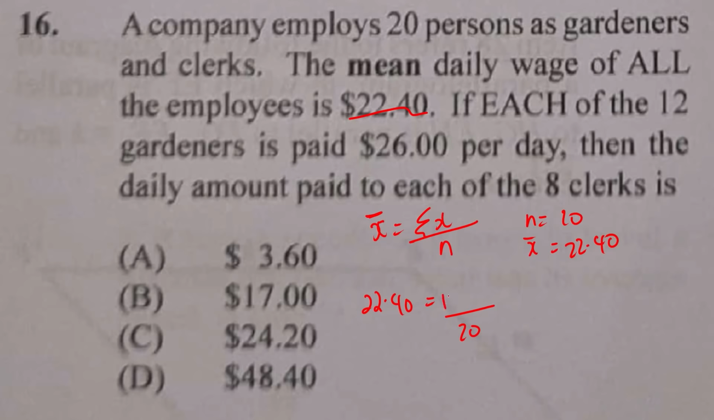So we have 12 times 26 plus 8 clerks. But we don't know how much the 8 clerks are being paid, so it would be 8 times x. Let's call that unknown x, just like the gardeners get $26 and there are 12 of them. Solving for x now, we multiply both sides by 20 to solve.